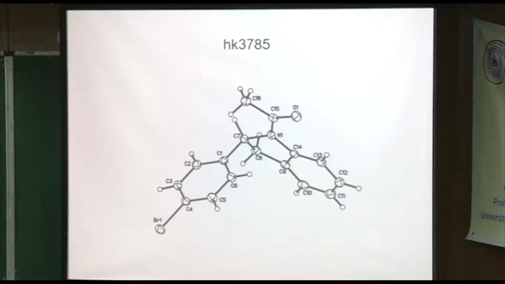Okay, so this is the first one. It was called HK3785, and I just did a quick drawing of it. There's really nothing too difficult about this one. Remember, though, when you have a methyl group, if it behaves well enough, use HFIX 137 and not HFIX 33. This was 137 because it's nice data, and it can refine the methyl group according to the difference Fourier map.